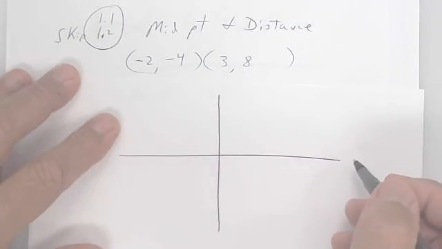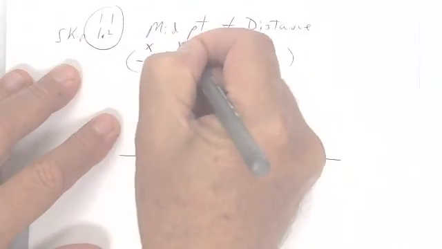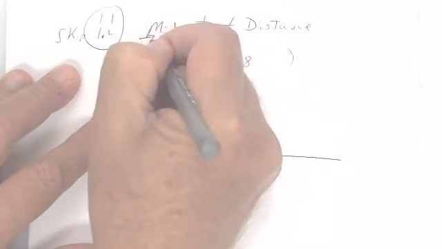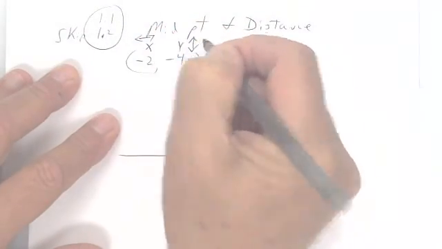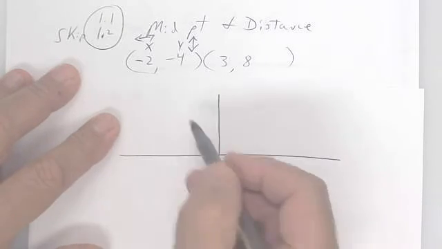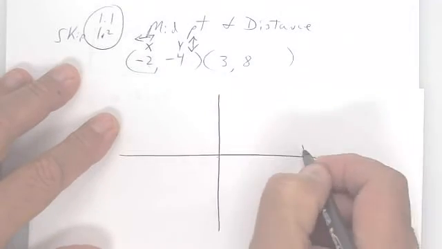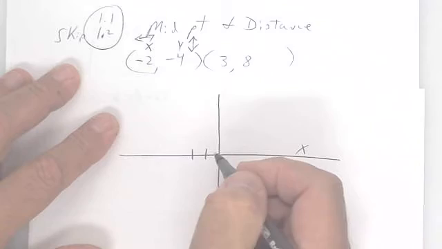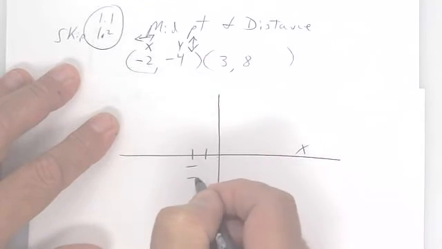Now, if you don't know how to graph, this is your x, this is your y. So x always goes sideways. Y always goes up and down. So this is 0, it's a negative 2. So go left, 1, 2. And then a negative, 1, 2, 3, 4.